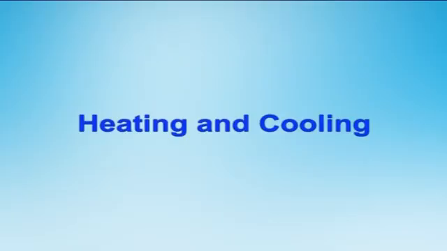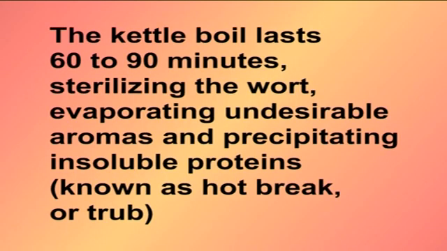Heating and cooling. The kettle boil lasts 60 to 90 minutes, sterilizing the wort, evaporating undesirable aromas and precipitating insoluble proteins known as hot break or trub. Trub and spent hops are then removed in a separator where the hop cones form the filter bed.